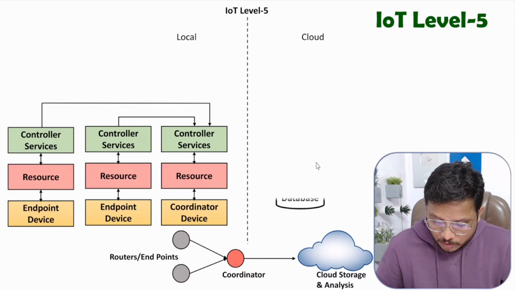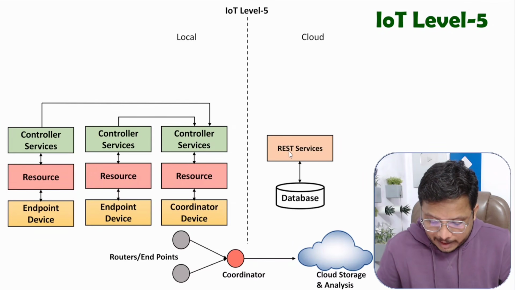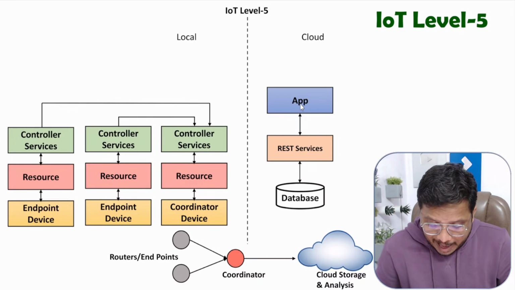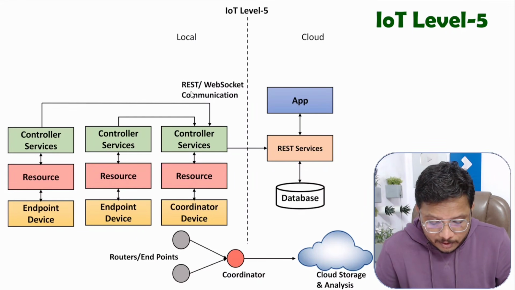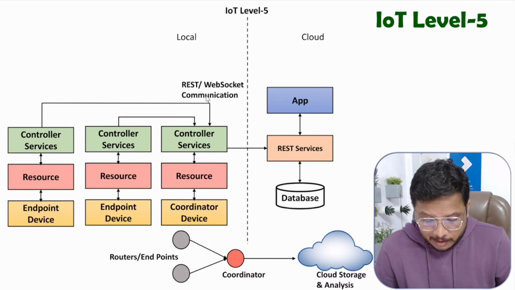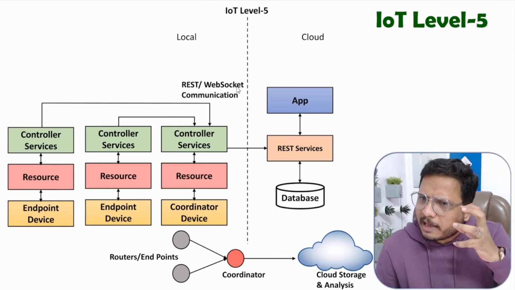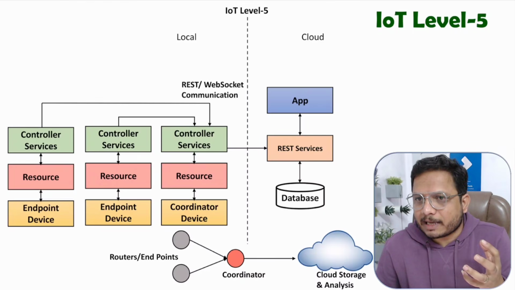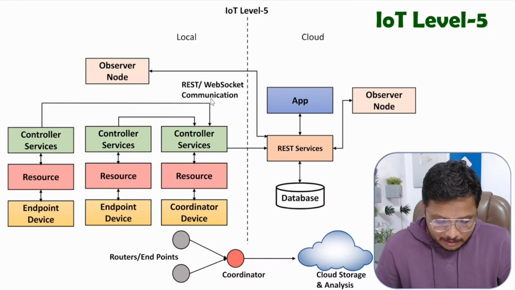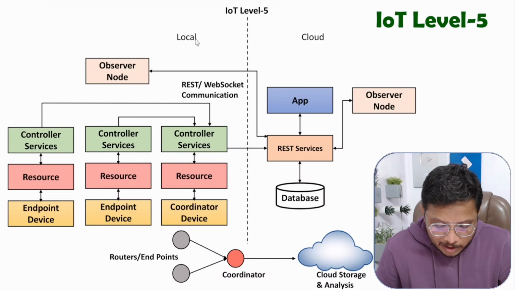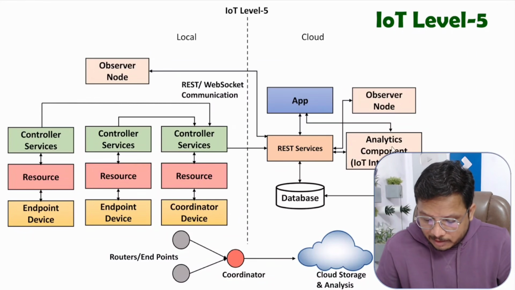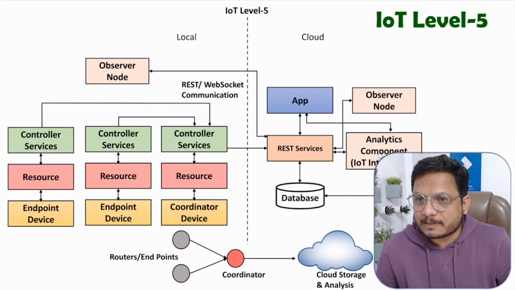On cloud storage, you can observe a database here and REST services here, and communication is happening with the application through REST and WebSocket communication. Here at level 5, REST and WebSocket are both happening in equal quantity, and the complexity of computation will be very high, right? Here there will be an observer node which is observing locally as well as on the cloud, and the exchange of information will happen with the use of IoT intelligence, right?